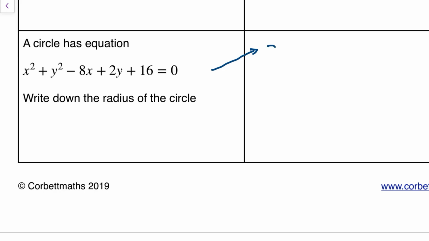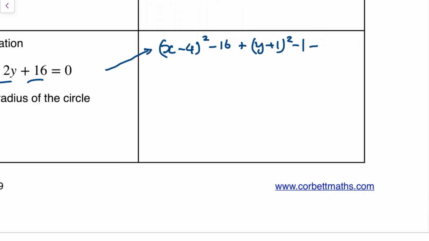I complete the square, looking at the x's, that's going to be x minus 4 squared, take away the 16 that I don't need, plus y plus 1 squared, take away the 1 I don't need, and then I've still got a plus 16 over here. And that's equal to 0. And let's pull all this together. So that's going to give me x minus 4 all squared plus y plus 1 all squared, and then minus 16. So again, tick as I go.